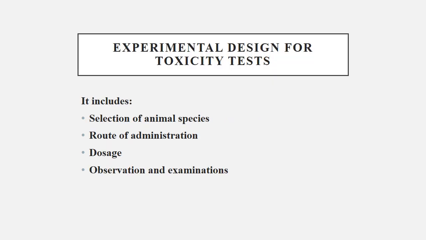What are the experimental designs for toxicity tests? First of all is the selection of animal species. The second one is route of administration. The third one is dosage, and the fourth one is observation and examination.